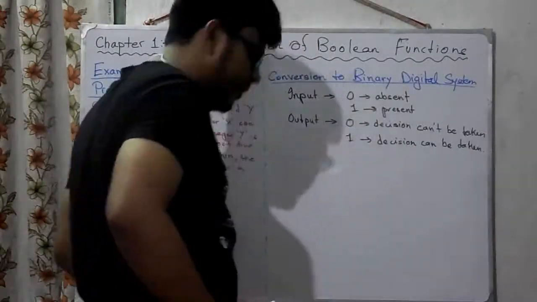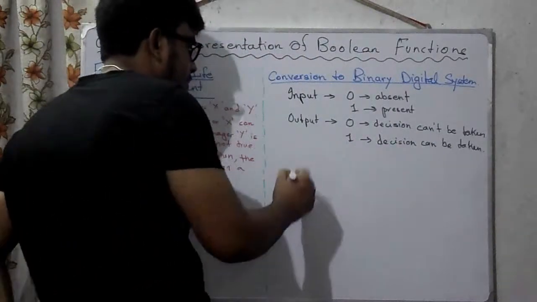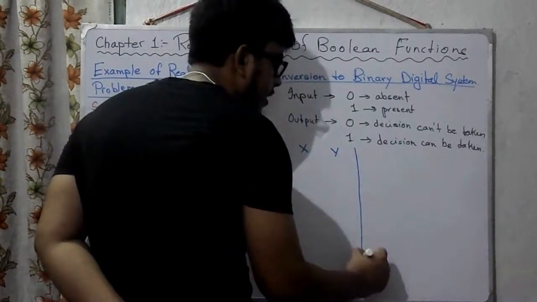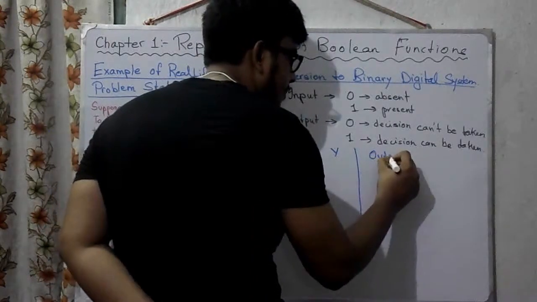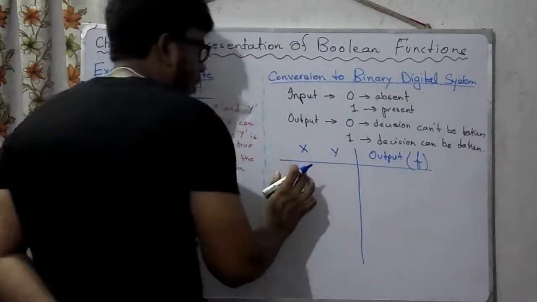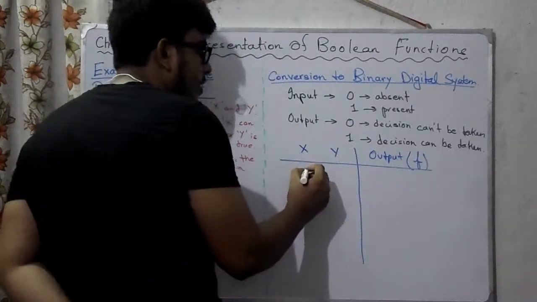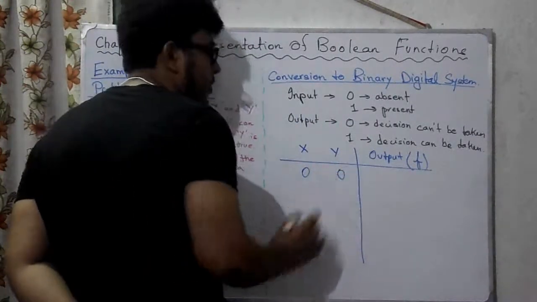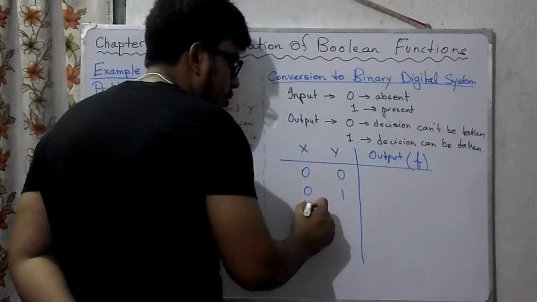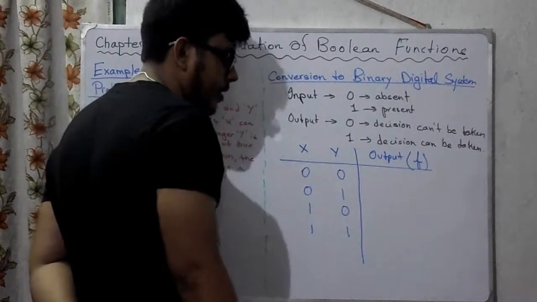So now we will have the input side and the output side. On the input side we have two managers X, Y, and on the output side, let us represent it using F. So what are the combinations of present and absent scenarios that we have? The first scenario is that both of them are absent. The second scenario is that X is absent, Y is present. Third scenario, X is present, Y is absent. Final scenario, both of them are present.